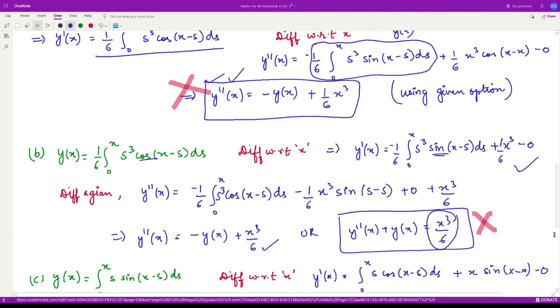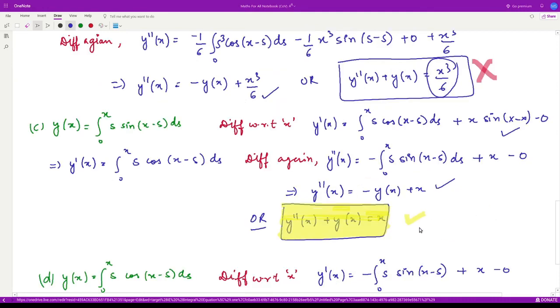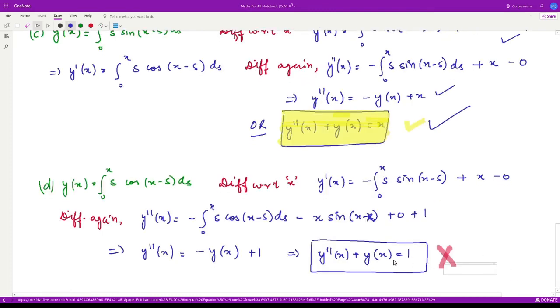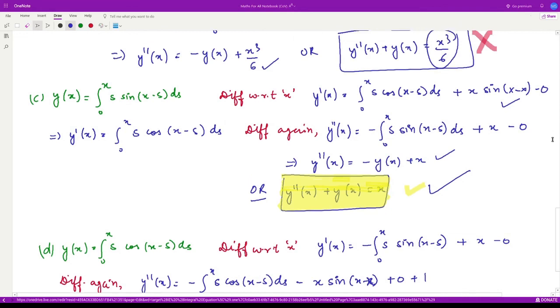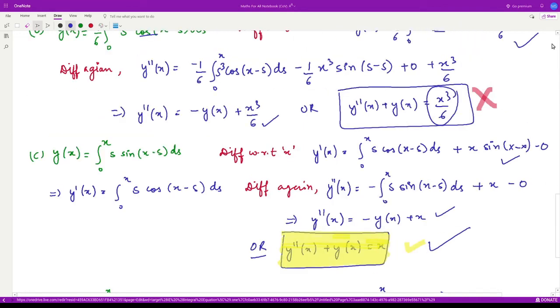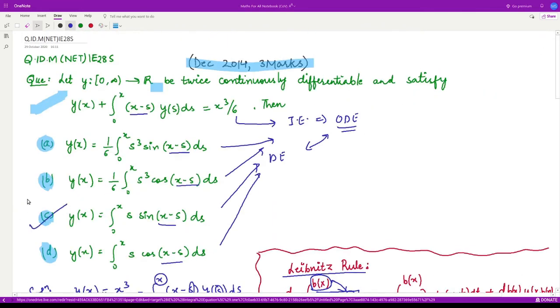Let us see the third option. In the third option, when you differentiate it, you'll get something like this, right? When you again differentiate it, you'll get the same form as the integral equation. So this is the correct option, right? For option D, again you'll see we have something of this form, which is also not correct. Therefore, this is not a correct option. So the only correct option we have is option C, right? So the correct option is option C.